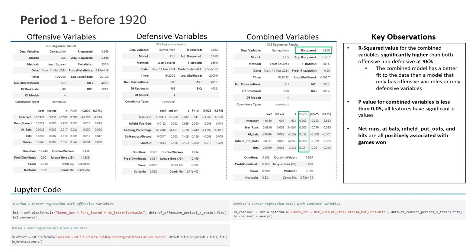Let's focus our attention on the R-squared of each table, as it's the primary metric for evaluating the strength of a given model. It tells us how well the model fits the data and the portion of variance explained, meaning the variance in the observed data can be explained by the model. Offensive has an R-squared of 67%. Defensive has an R-squared of 68%, while the combined variable has an R-squared of 96%. We can say that this model is a better fit to the data than the other two. Looking at the p-value, we can also see that they are less than 0.05, so the features are statistically significant. These features include net runs, at-bats, infield putouts, and hits. These are all positively associated with games won, with the exception of at-bats.